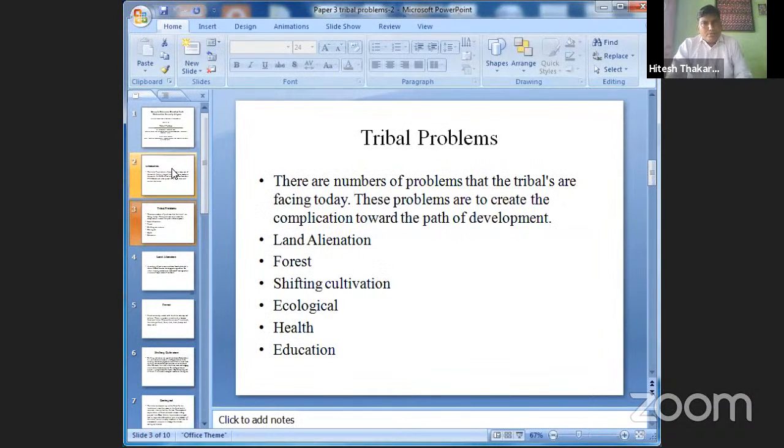There are tribal problems. There are a number of problems that the tribals are facing today. These problems create complications toward development, like land acquisition, which is the major problem among tribals. Forest, shifting cultivation, ecological, health, and education. These six tribal problems are faced by tribal people in every state nowadays.